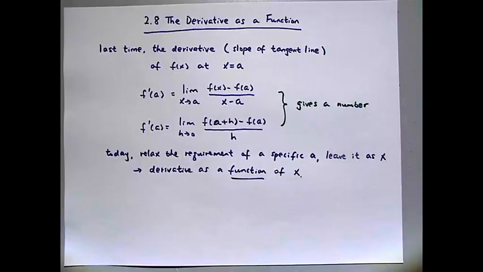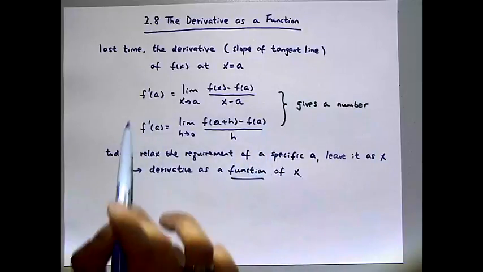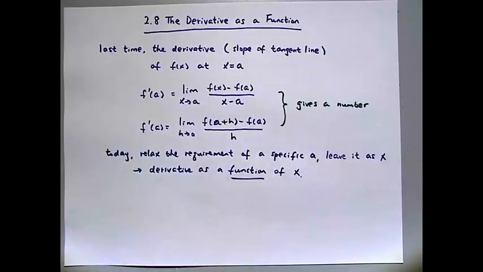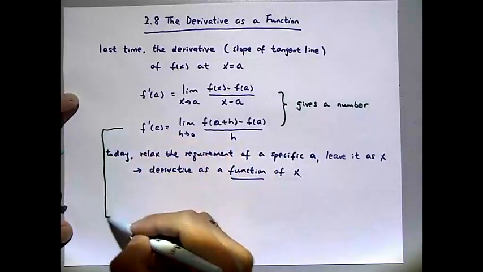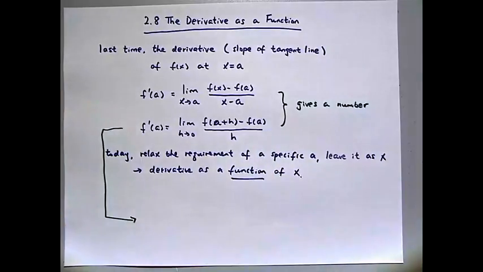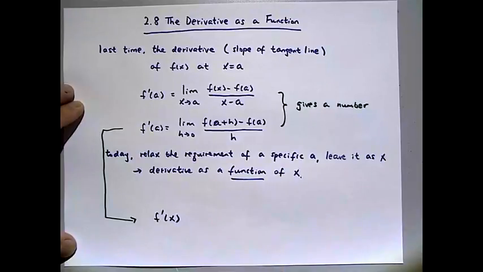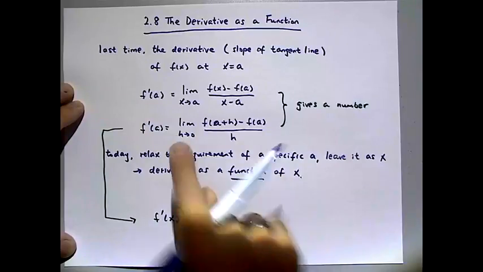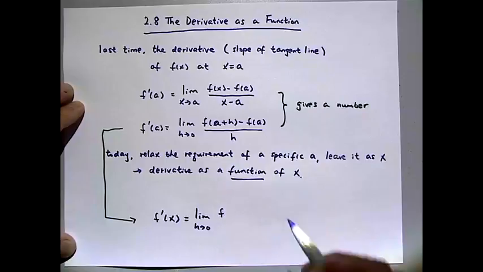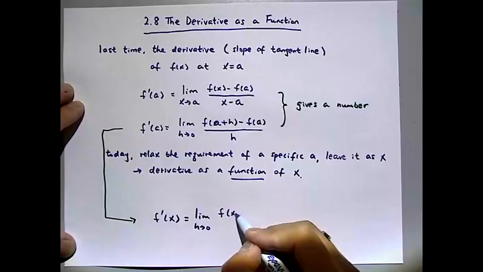So what do we do? The easiest way to do this is to look at the second form right here. All you got to do is change this a to x. Very, very simple. Now we say that the derivative of the function f at any value of x is simply exactly what the function here says. But instead of talking about a specific number for x, we leave it as x.